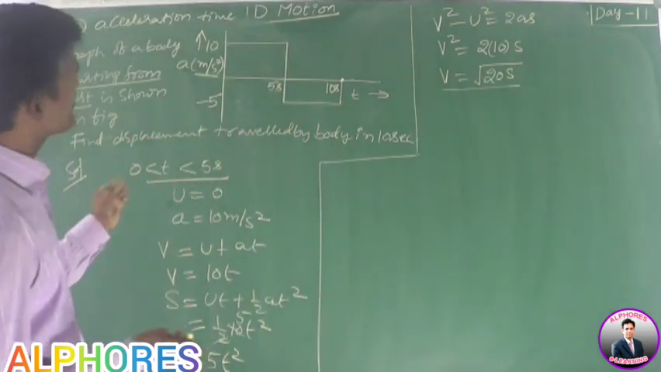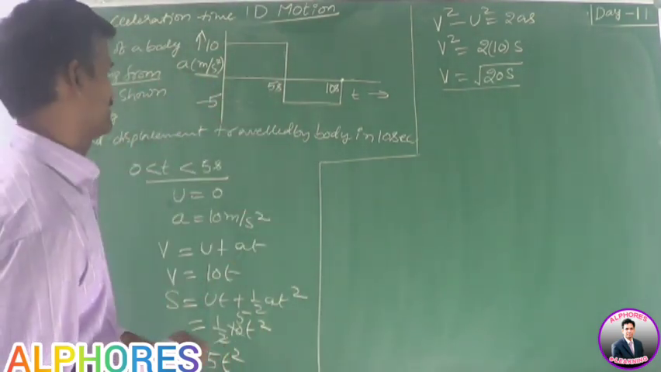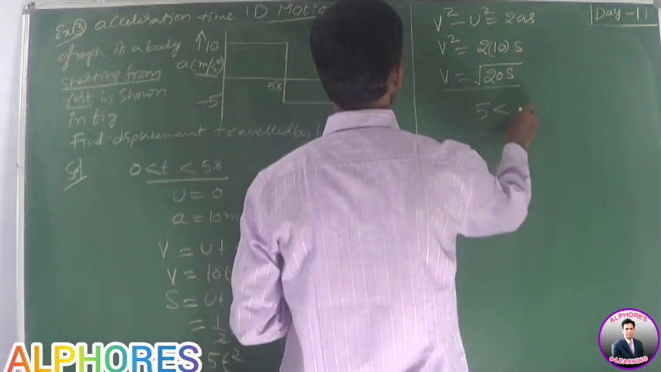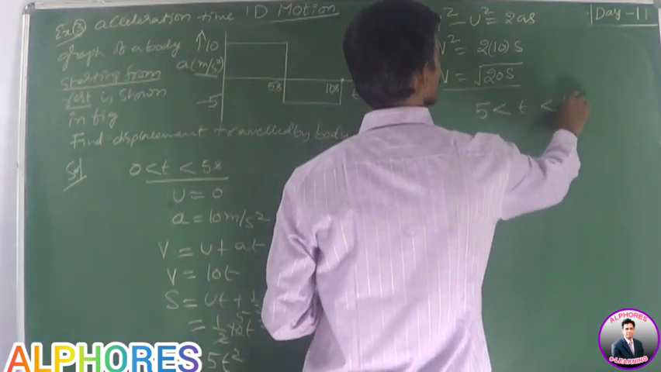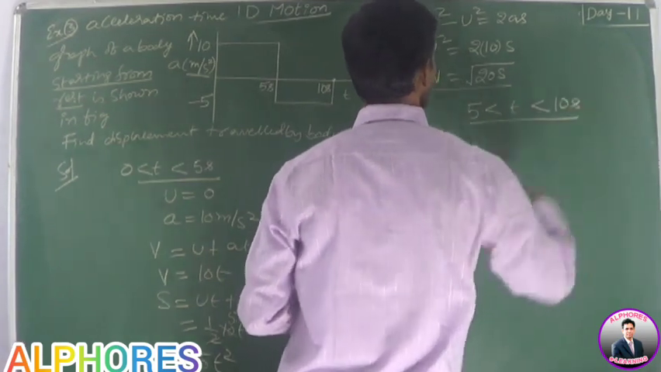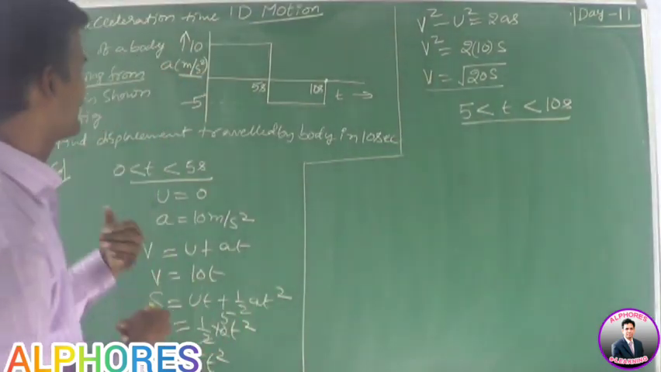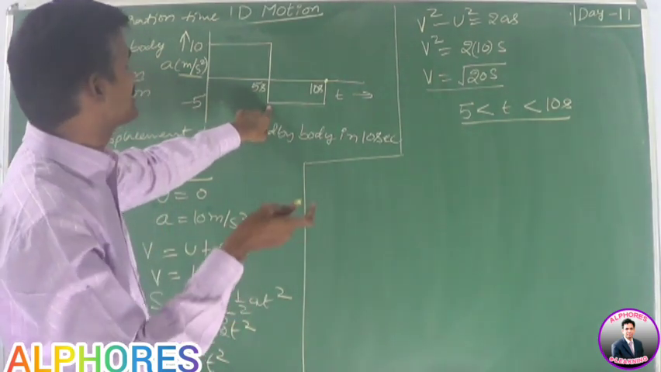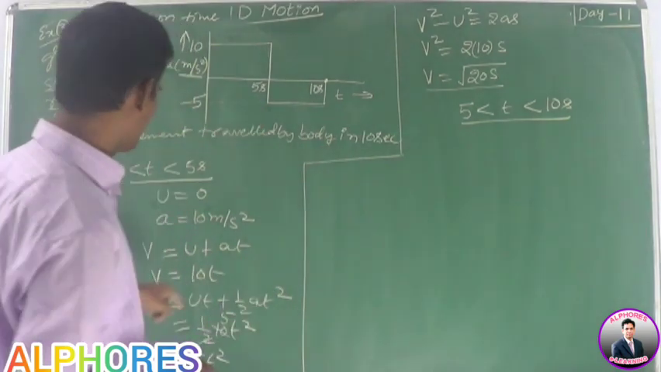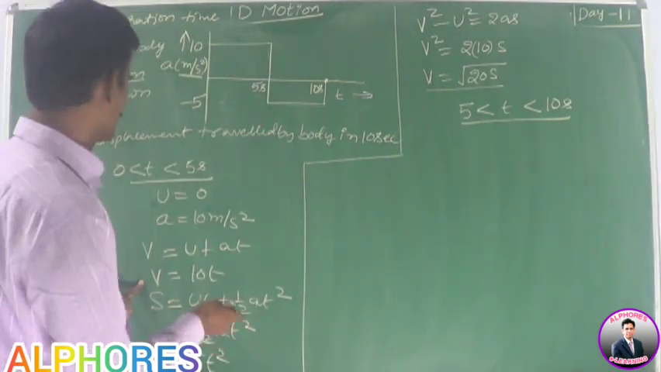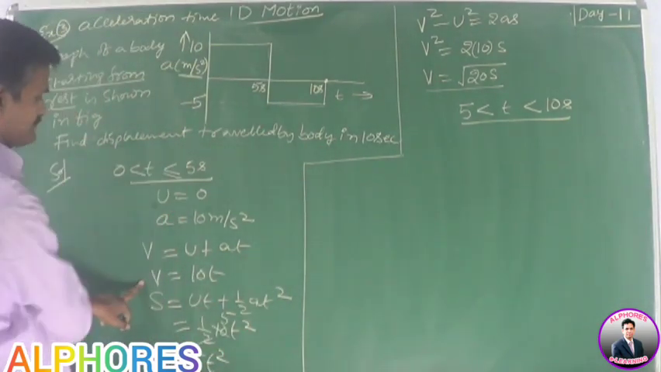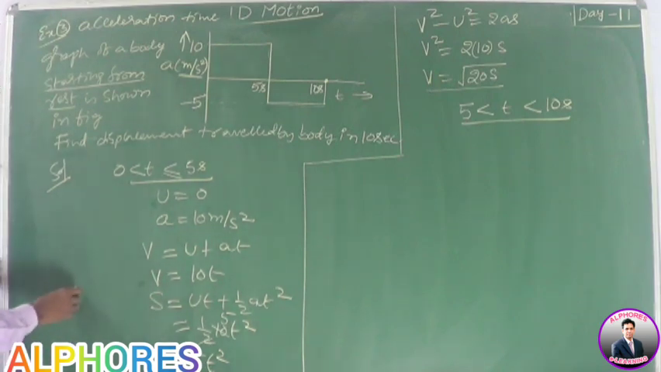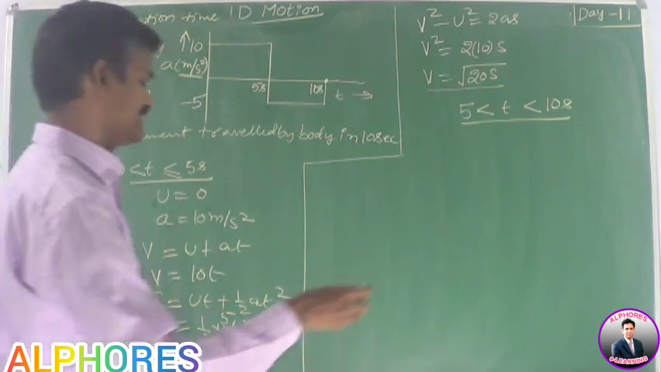So what happens after 5 seconds? For the time interval between 5 seconds and 10 seconds, our conditions change. Here, what is the initial velocity at 5 seconds? So we have to find the velocity at 5 seconds. This equation is valid up to 5, so I am calculating the velocity at 5 seconds here.